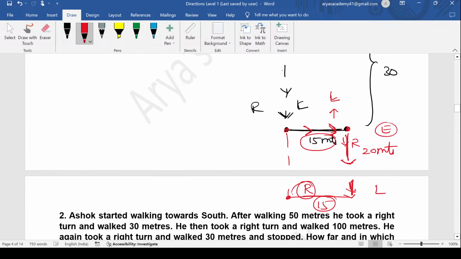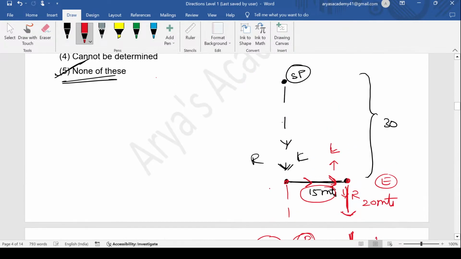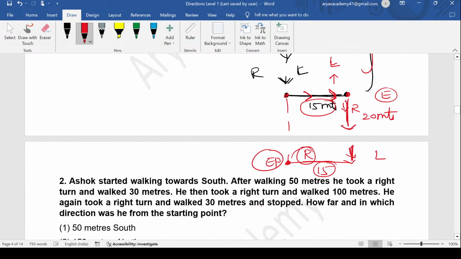So finally I am here. This is my end point and this is my starting point. If you look at the distance, this distance is how much? 30. But I am here now, so I have to cover this distance as well. So what is this distance? You know that it is actually equal to 20.